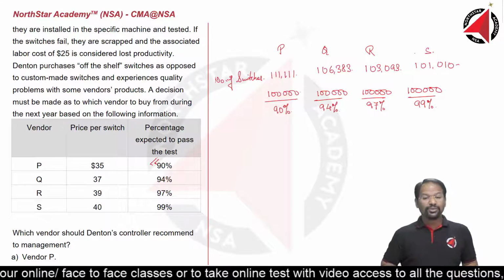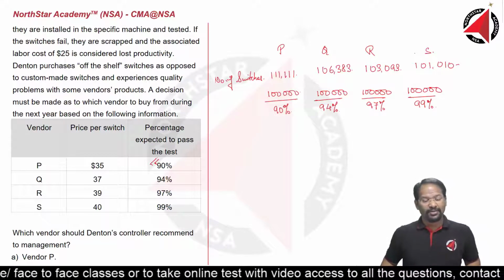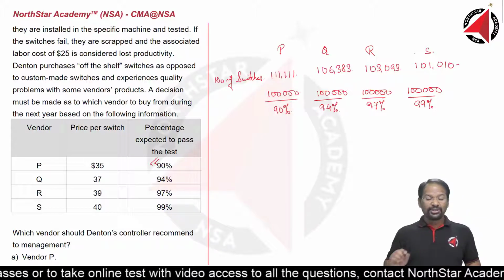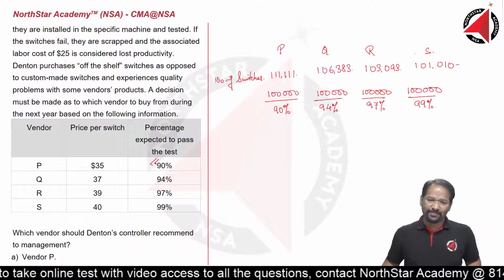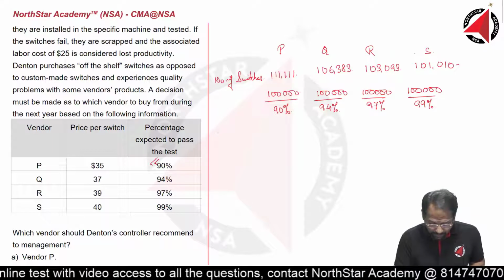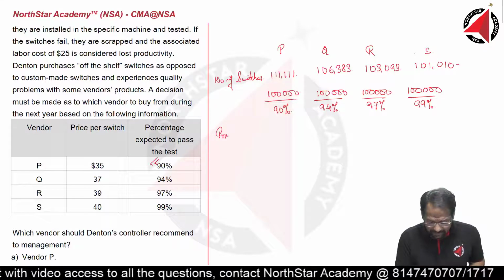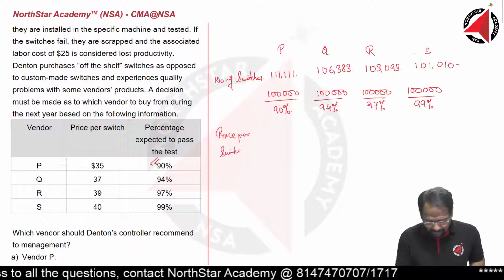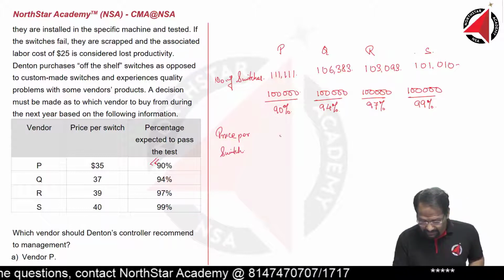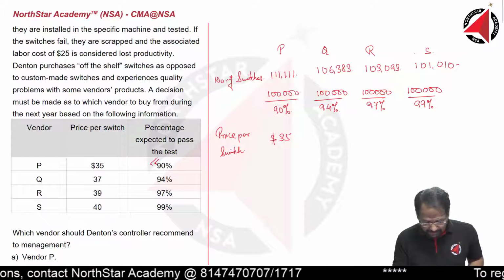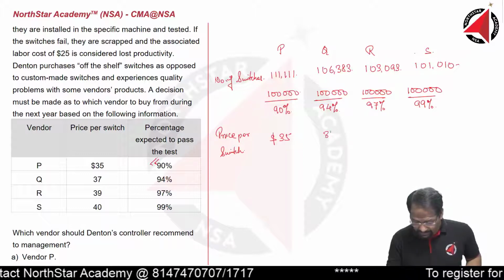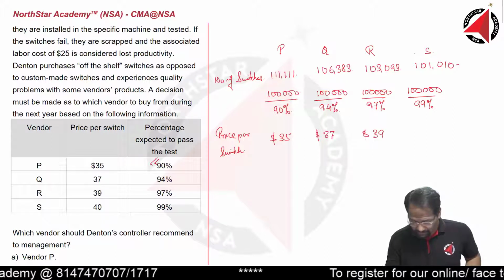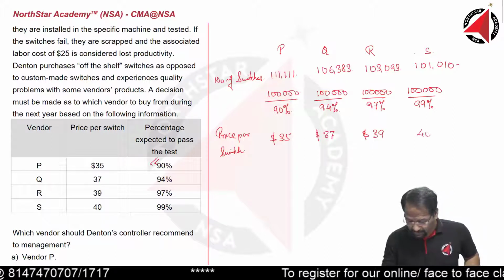All these switches cost different amounts from different vendors, so we will multiply by the price per switch charged by each vendor. How much is the price per switch? The first one is $35, the second one is $37, then $39 and $40.